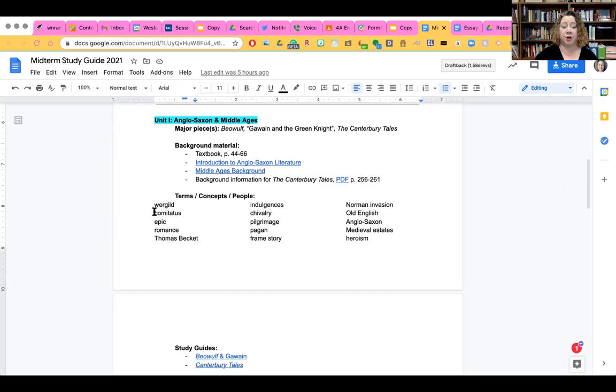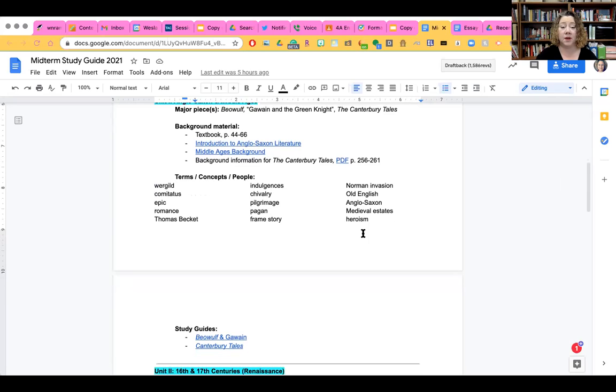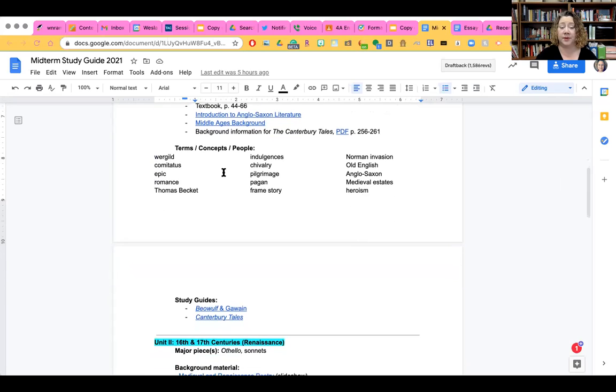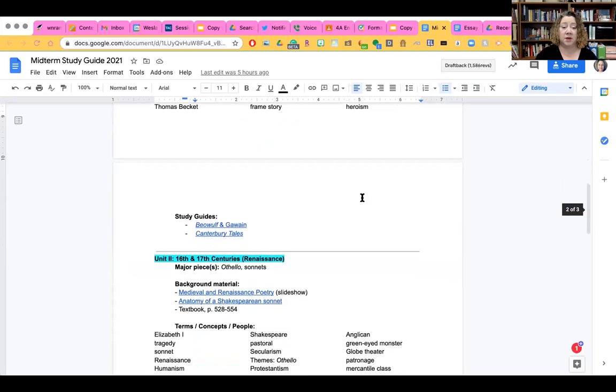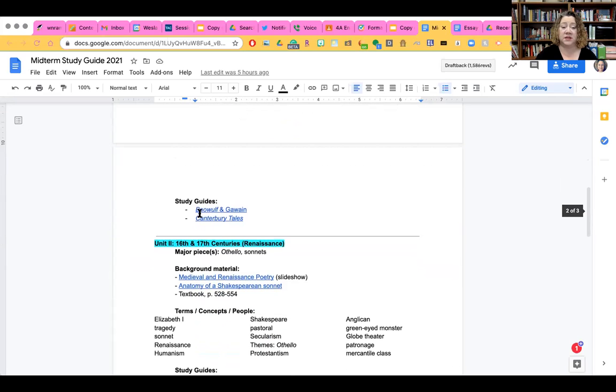And then the terms that may show up on your test. I don't know which ones you're going to get, but these are all the possibilities. Then after that is a link to the study guides. They're linked in the Blackboard, and they're linked on the calendar, but I just put them all in one place so it would be handy for you.